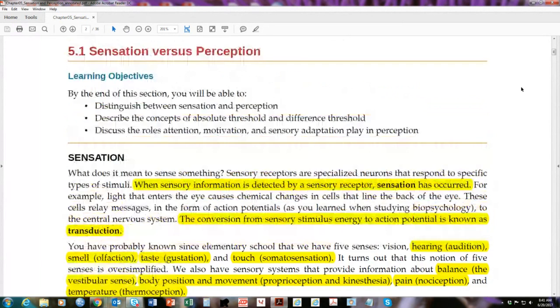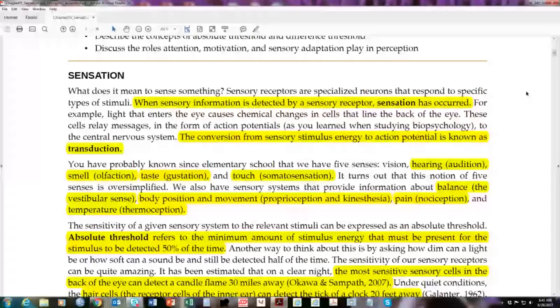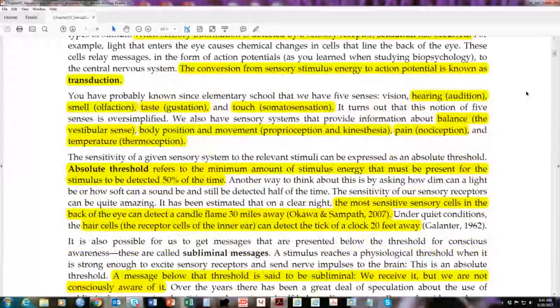Now, if you take a look on page 150, you'll see that the different senses have names, essentially. The sense of hearing is referred to as audition. The sense of smell is olfaction. The sense of taste is gustation. The sense of touch is somatosensation. We also have the vestibular sense, which is the sense of the position of your head in space. So it provides information essentially about your balance.